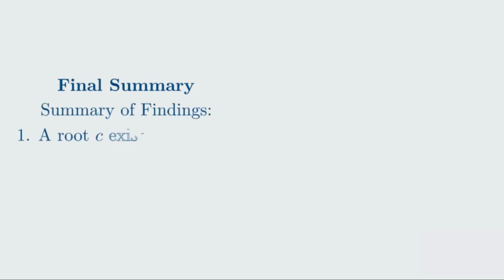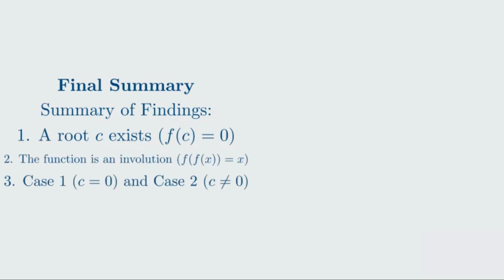Let's bring it all together. Our investigation of the functional equation began by exploring the properties of its root, c, if one exists. We proved that a root, c, must exist. This led us to the powerful conclusion that the function must be an involution, meaning f of f of x equals x. We then branched into two cases based on the value of this root. The first case was when c equals 0, meaning f of 0 is 0.